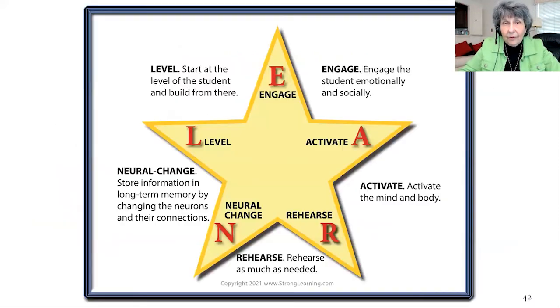Okay, now the N in learn, neural change. If learning takes place, there'll be neural change. How do we know? With reading, history, science, we literally give them a test. I don't know if there's actually neural change in a lot of those Friday tests or whatever tests they take, because it still could be short-term memory. Two weeks later, they could forget it. Neural change is when there's permanent change.